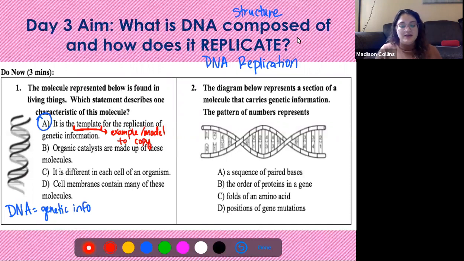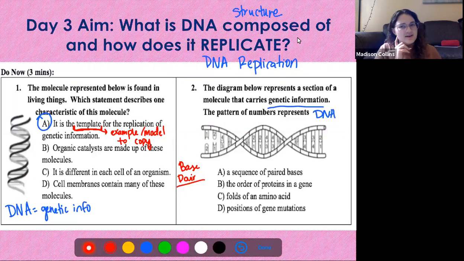All right, number 2. The diagram below represents a section of a molecule that carries genetic information. There's that phrase again. We know this is DNA. The pattern of numbers represents what? Well, in this picture, I can see that 1 is pairing up with 2 and 3 is pairing up with 4. And that reminds me of something we talked about yesterday called base pairing rules.